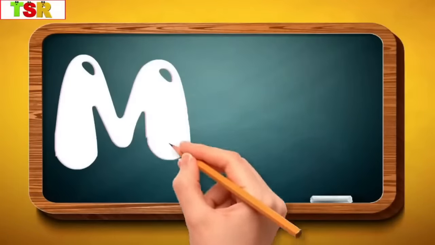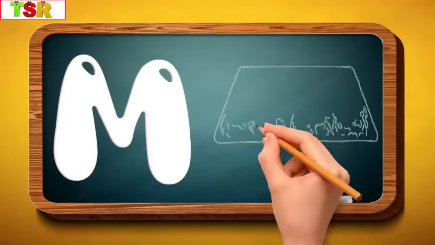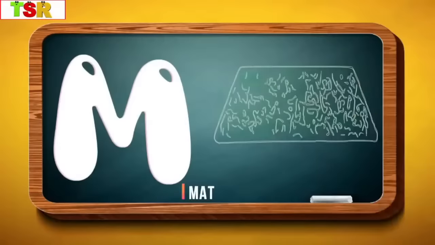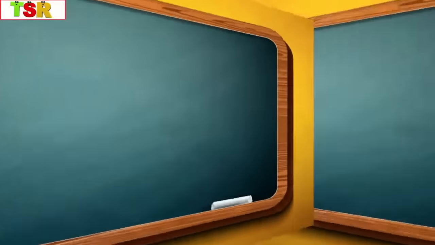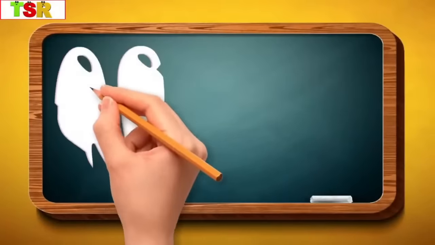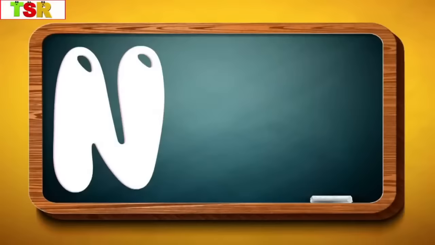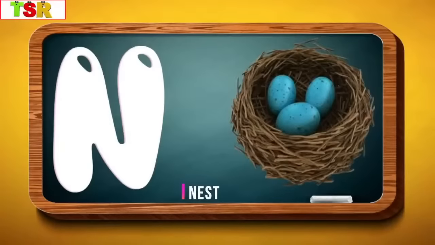M. This is the letter M. M sounds like mat. A green mat. N. This is the letter N. N sounds like nest. A brown nest.